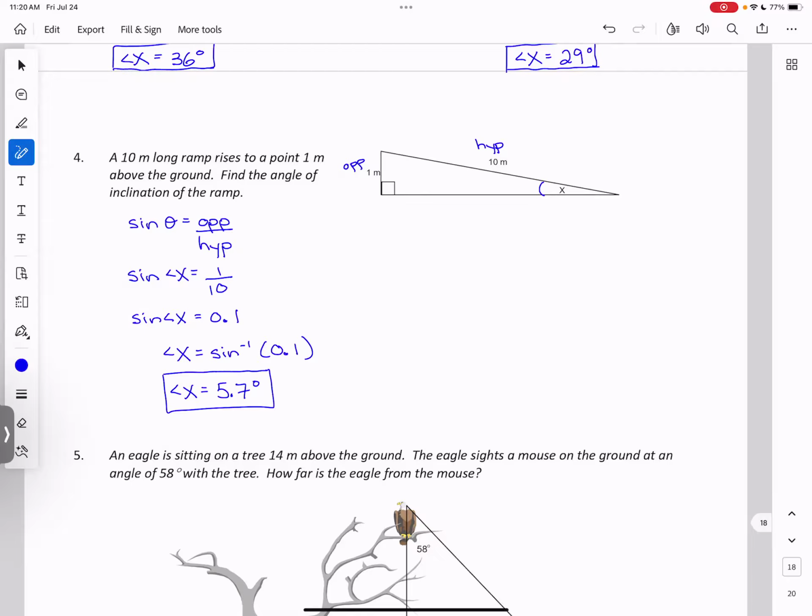And so let's write a sentence because it was a word question. We'll answer with a word answer. So the angle of inclination is 5.7 degrees.